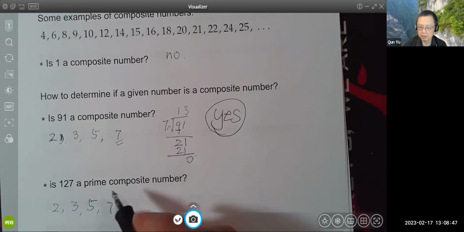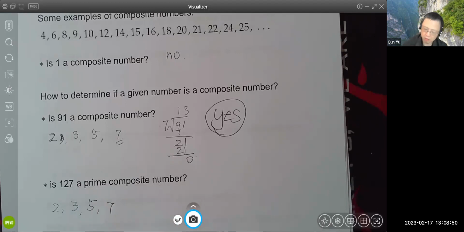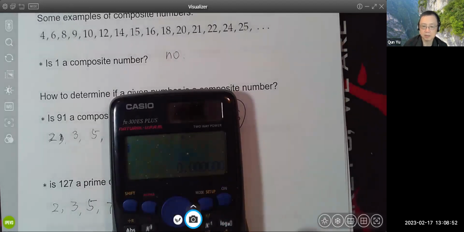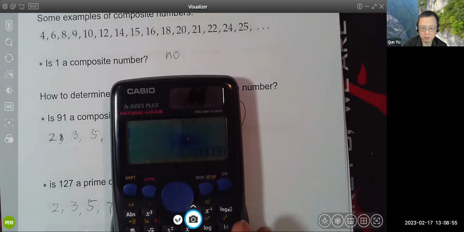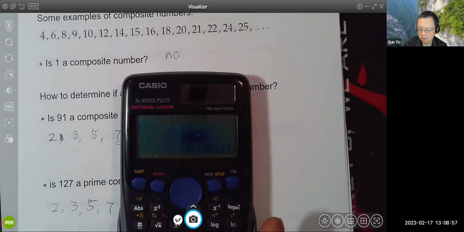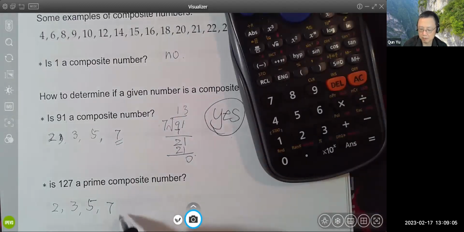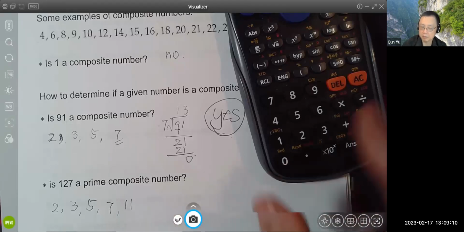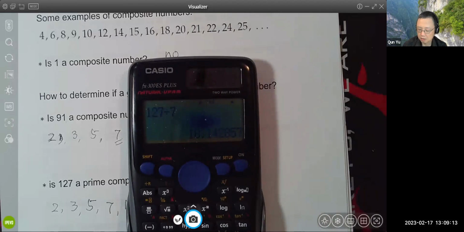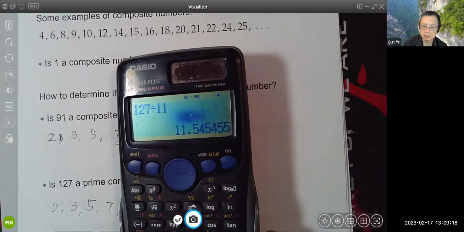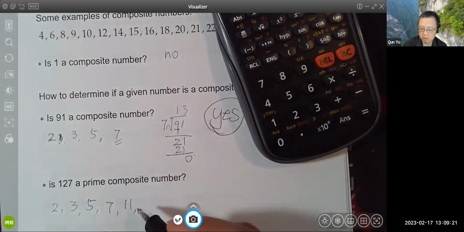Next one is 7. Let's try using a calculator, so we don't have to spend time doing repeated division. Everybody knows how to do a long division, right? So 127 divided by 7, not a whole number. So that's not divisible by 7. Next prime number is 11. 9 is not a prime number because 9 can be divided by 3. So 127 divided by 11, you get another decimal number. So it cannot be divided by 11.